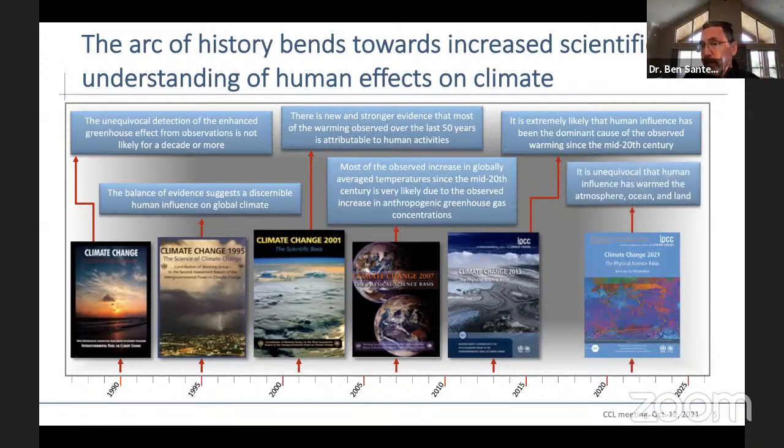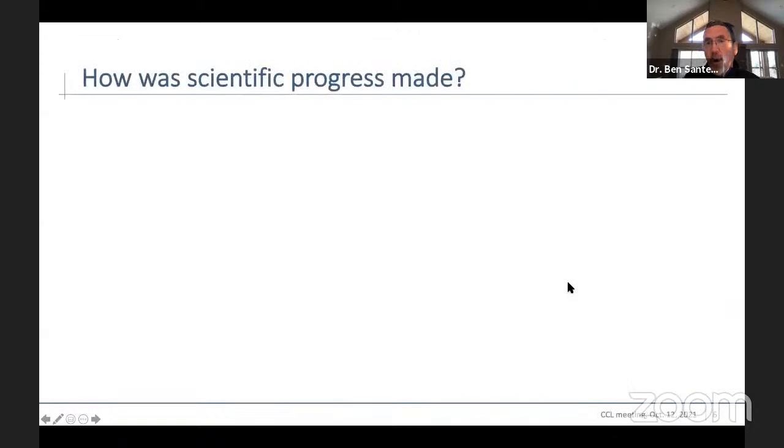And the most recent report, which came out just a few months ago, had this powerful word in it. It is unequivocal that human influence has warmed the atmosphere, the ocean, and the land. So why? How did we get from the jury is out in 1990 to unequivocal human influence on the climate system? And I'd like to just try and give you some sense of how I think that this progress was made. One is that we have better climate models.